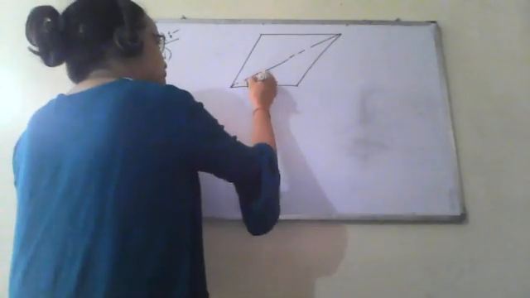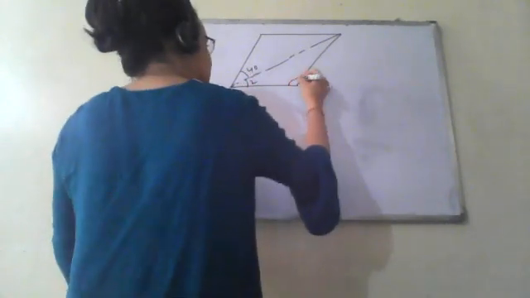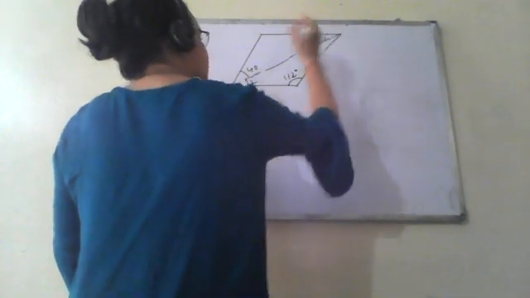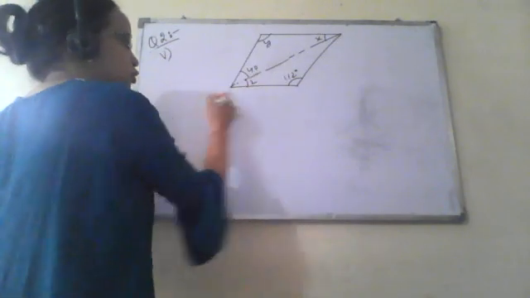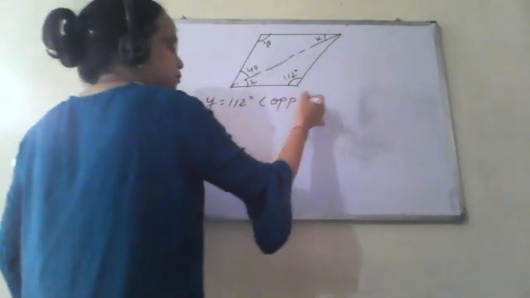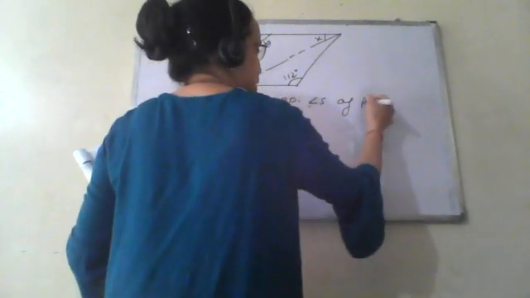This is Z. This is 40. This is 112. This is X and this is Y. So Y will be equal to 112 because these are opposite angles of a parallelogram.